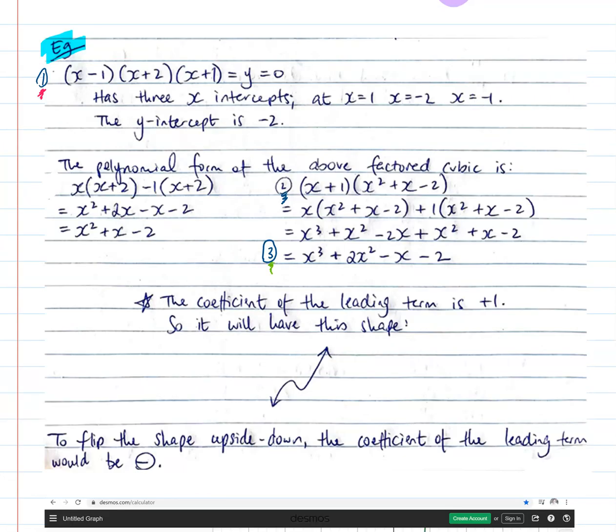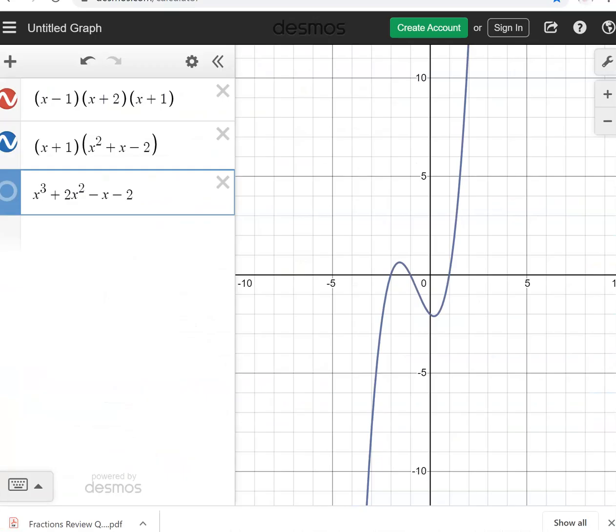And if I multiply my linear function by that quadratic function, I end up with my standard format of a cubic, which I have here at number 3. x cubed plus 2x squared take x take 2, which, if I graph that, is also exactly the same. All three functions completely overlap each other because they are different versions of the same function. The factorized version, the linear by quadratic version, and the standard cubic version.